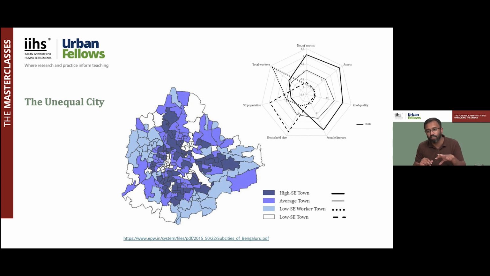And this is using various indicators from the census, like the number of rooms, assets, roof quality, female literacy, household size, SC population, total workers. So at this spatial scale, data is available in the census, right? But if you want to do an analysis that is more recent, unfortunately, that's not possible because we don't have the census.